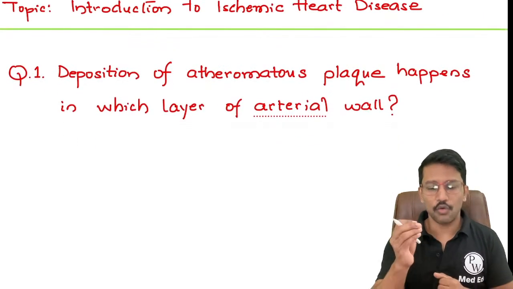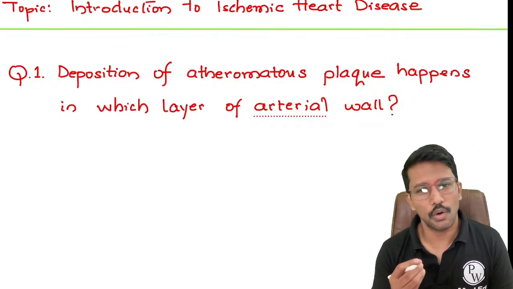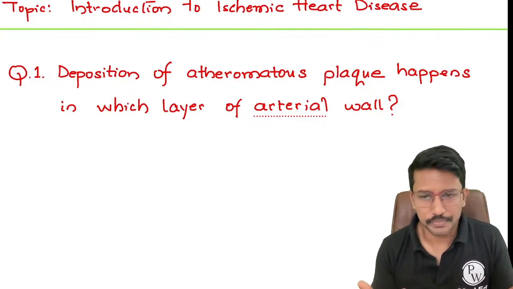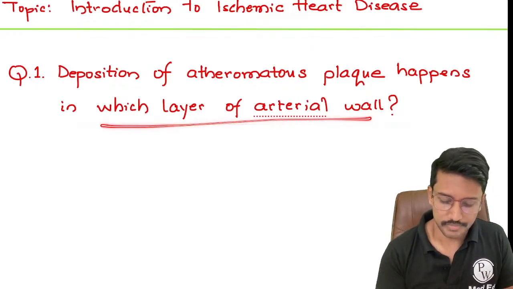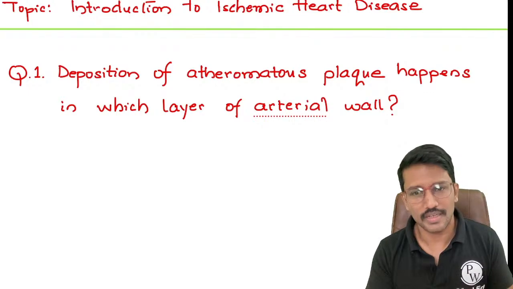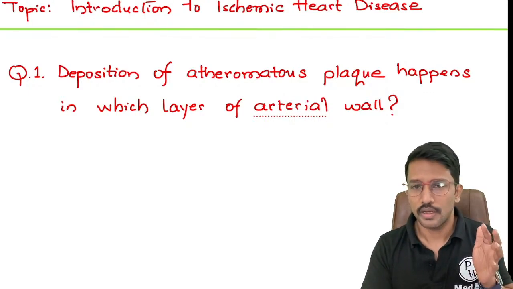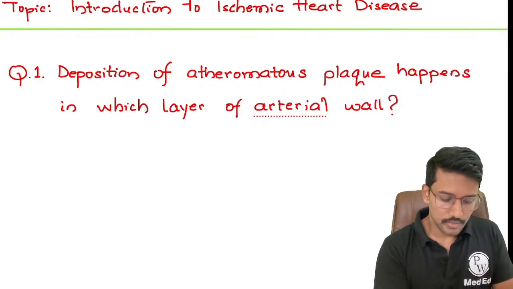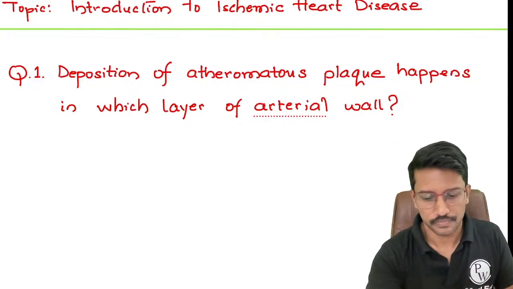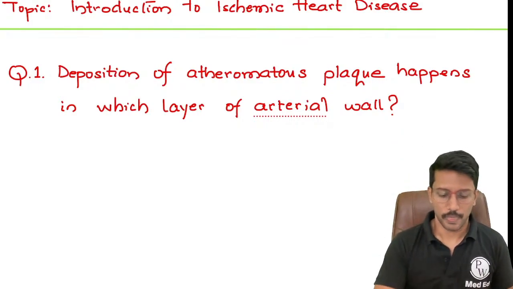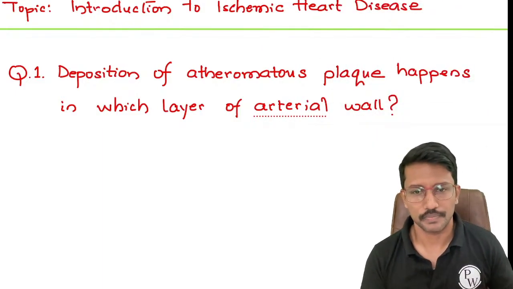When we talk about atheromatous plaques or atherosclerosis of blood vessels, we know that there is deposition of lipids, or the fat. But in which layer of the blood vessel does this lipid get deposited? Because when we talk about an artery, it has three layers, right? It has tunica intima, tunica media, and tunica adventitia. So do you mean the deposition happens inside the lumen of the artery or inside any of these layers? Where is the deposition happening? Understanding this is crucial for us to understand the concept of ischemic heart disease.